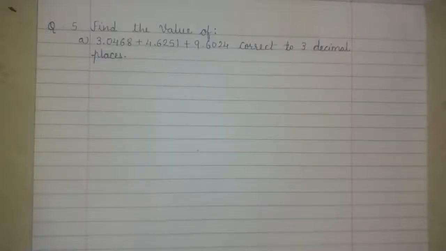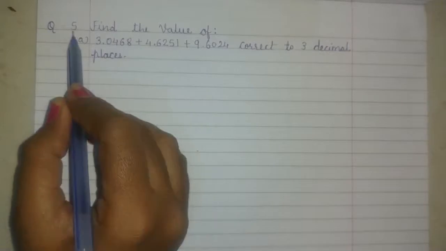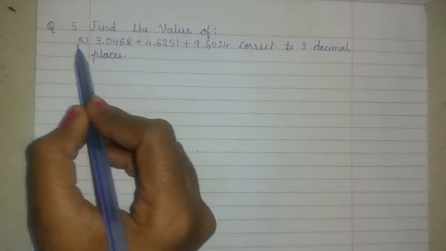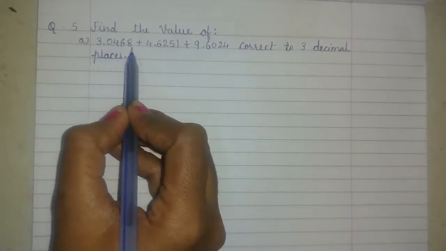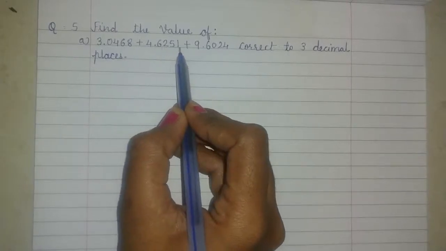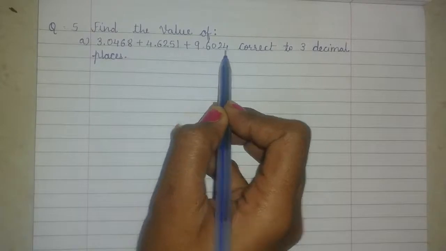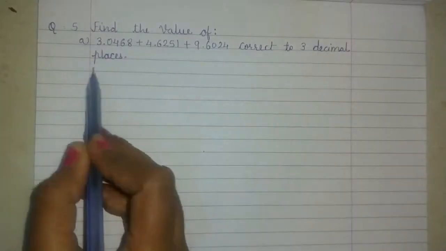Students, let's continue exercise 10.5 question 5. Find the value of A: 3.0468 plus 4.6251 plus 9.6024. Correct to 3 decimal places.